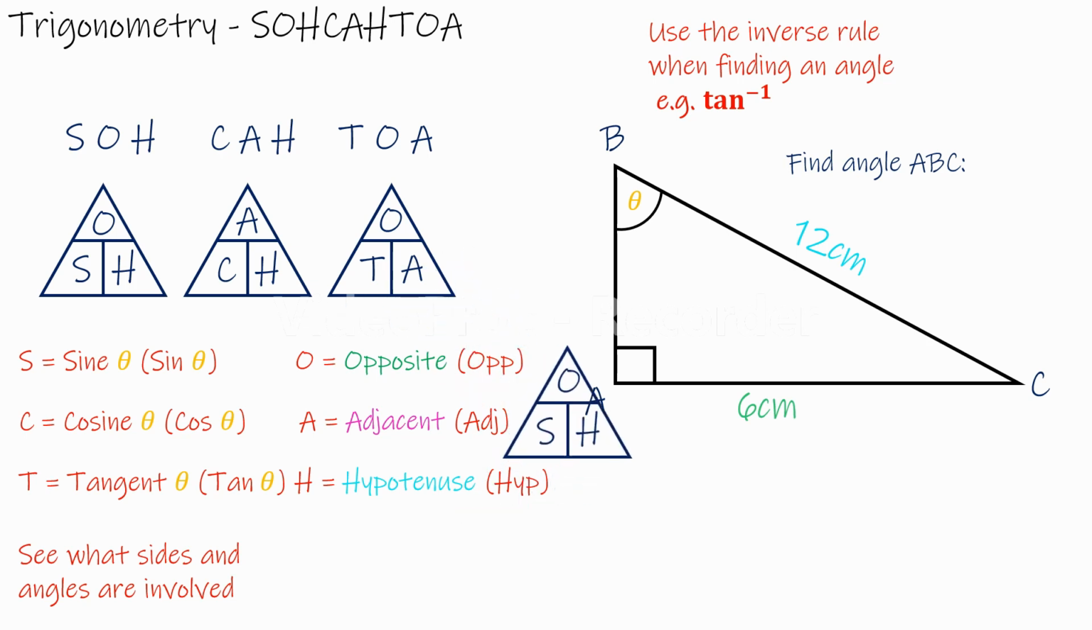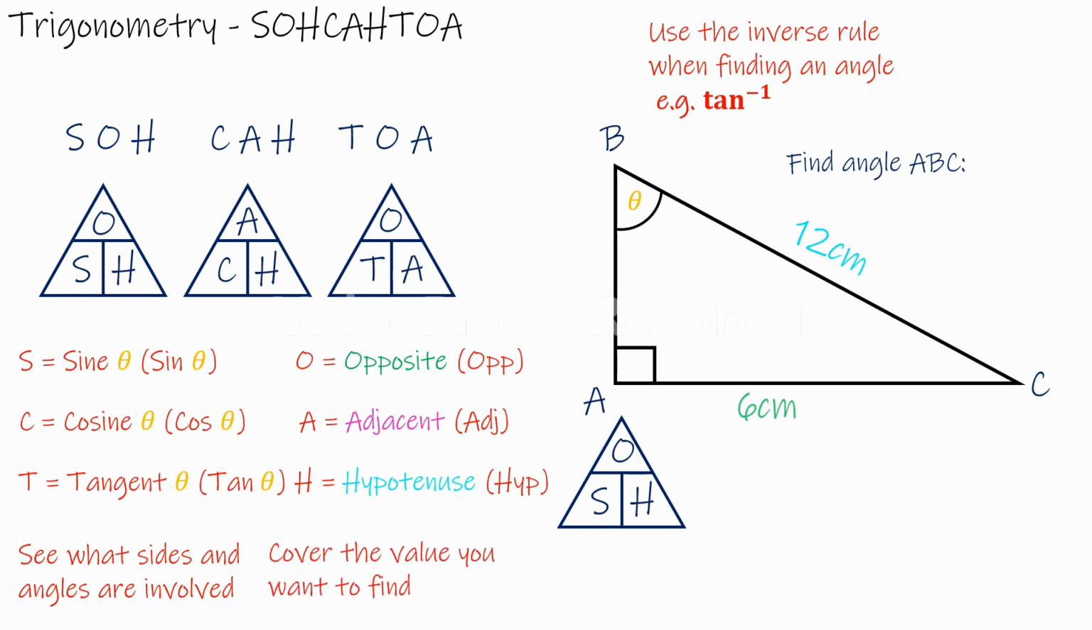Now, we're going to use SOH for this, as our formula triangle has opposite and hypotenuse, and in this triangle we have the opposite and hypotenuse. Once more, we need to cover the value we wish to find, which in this case is sine theta. Now, we're going to use the inverse rule during this equation, so we can say that sine theta equals opposite over hypotenuse. Pretty simple, as the opposite in the triangle is over the hypotenuse.